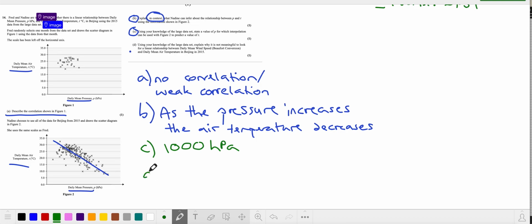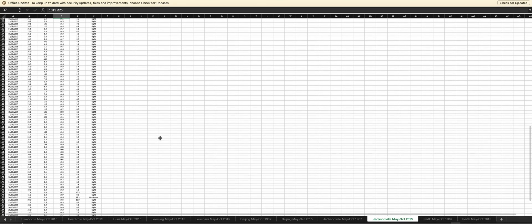And then finally, using your knowledge of the large data set, explain why it's not meaningful to look for a linear relationship between daily mean wind speed, Beaufort conversion, and daily mean air temperature. Okay, well, let's go back to the data set. Beaufort conversion.